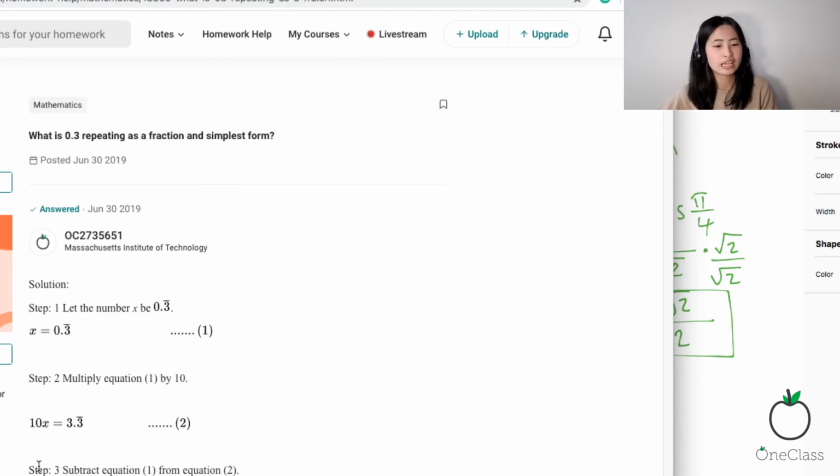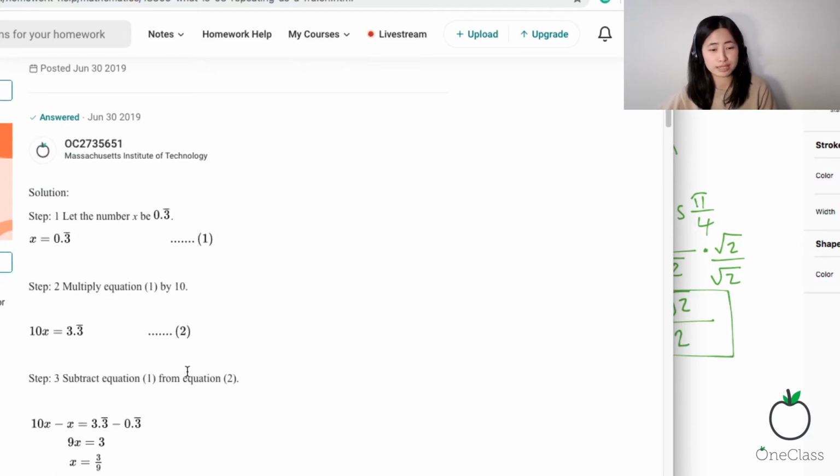They've actually shown you a step-by-step solution, which I think is brilliant, because I really appreciate when someone walks me through a step-by-step solution in a way that I can understand. So, let's see what they did.